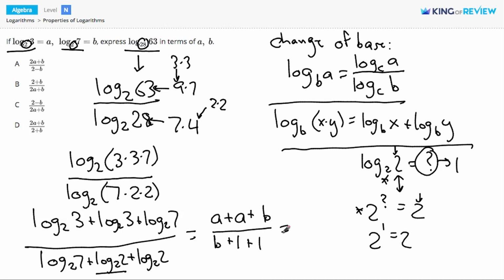And if we simplify this fraction, we get 2a plus b over 2 plus b. And that's what we see over here in answer choice D.